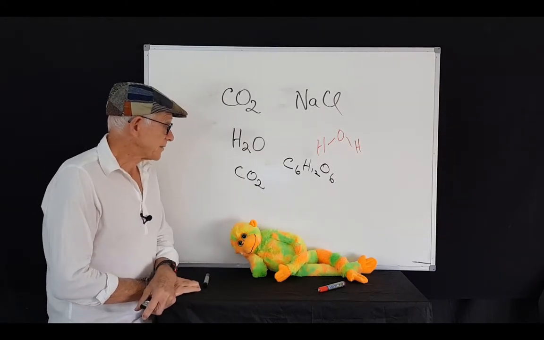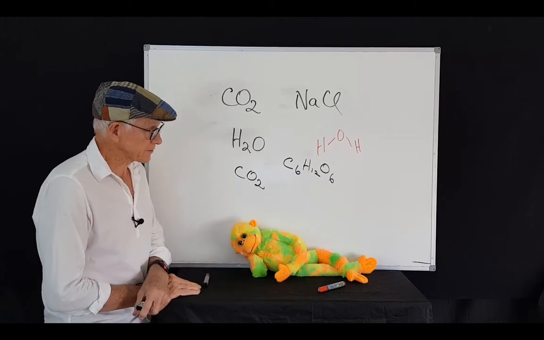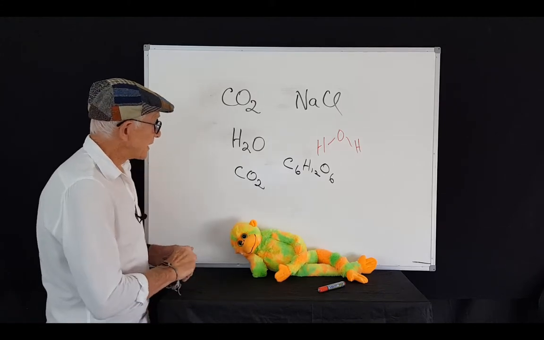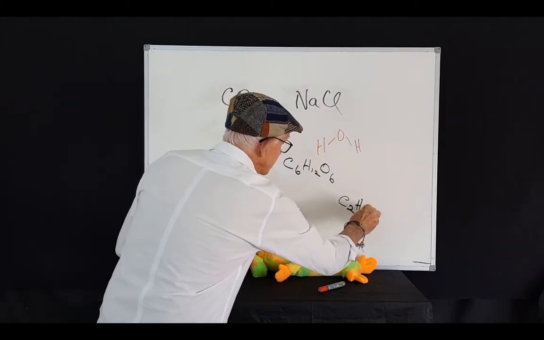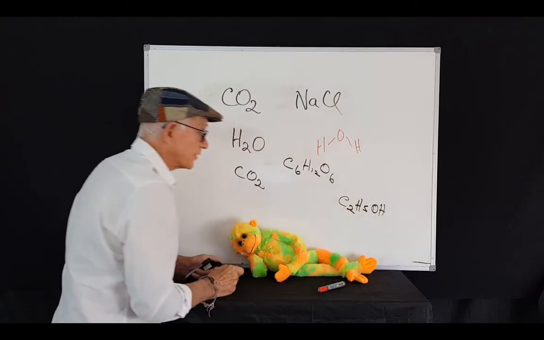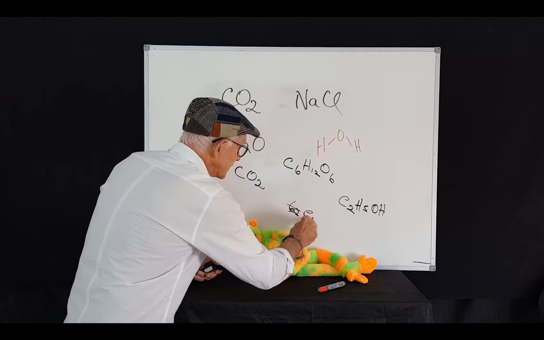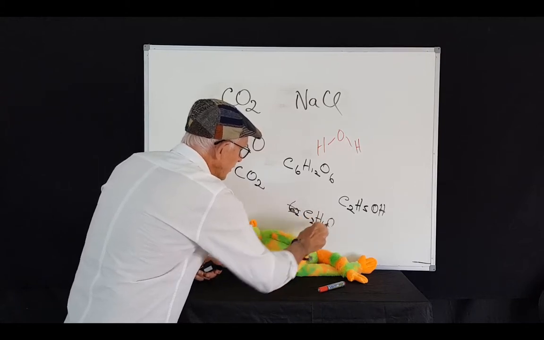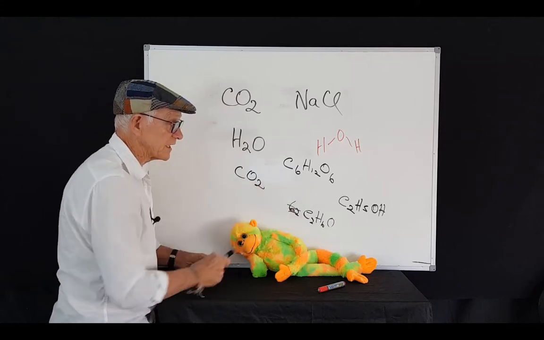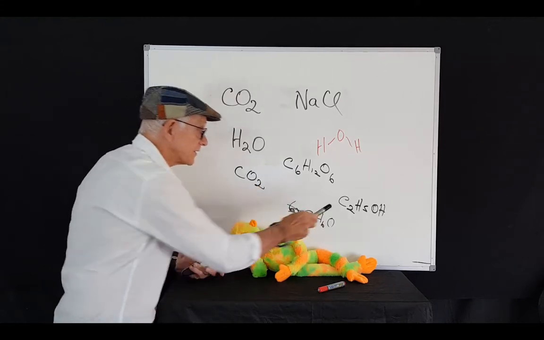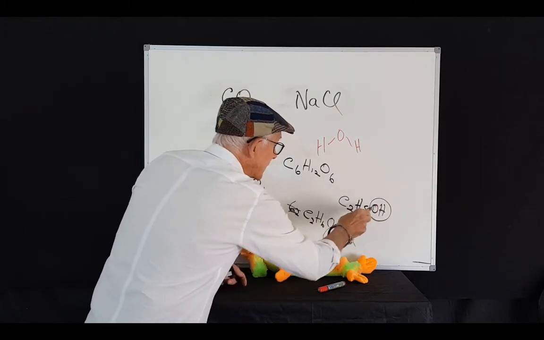Exactly. Sometimes we do use formulas in a way that shows a little bit of the structure. For example, ethanol we often write like this, C2H5OH. If you wanted its compositional formula, it would be C2H6O, and all that tells us is that in every molecule there are 2 carbon atoms, 6 hydrogen atoms and 1 oxygen atom.